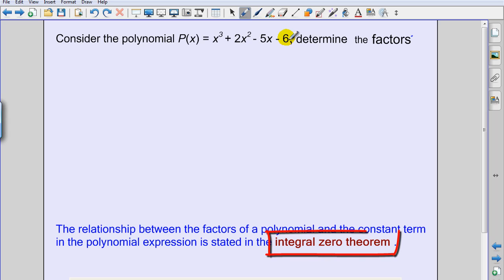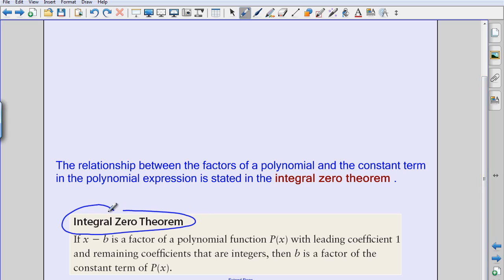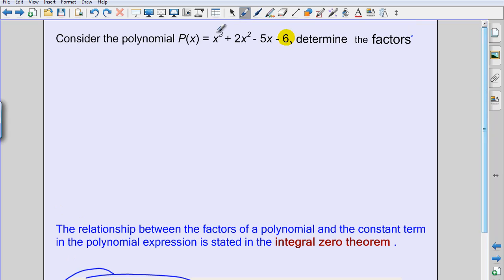Now this method is called the integral zero theorem, and it's listed down here and it's written in your textbook as well. The integral zero theorem works when we have a 1 in front here. There will be another theorem, very similar to this, that we can use when we have numbers in front, such as 2. But we'll get to that in a few minutes.